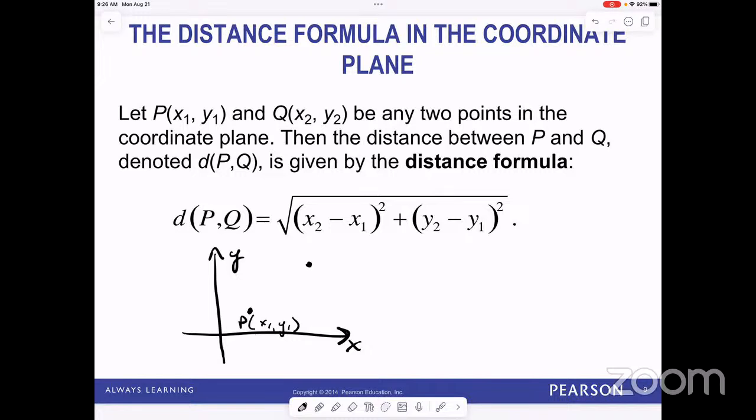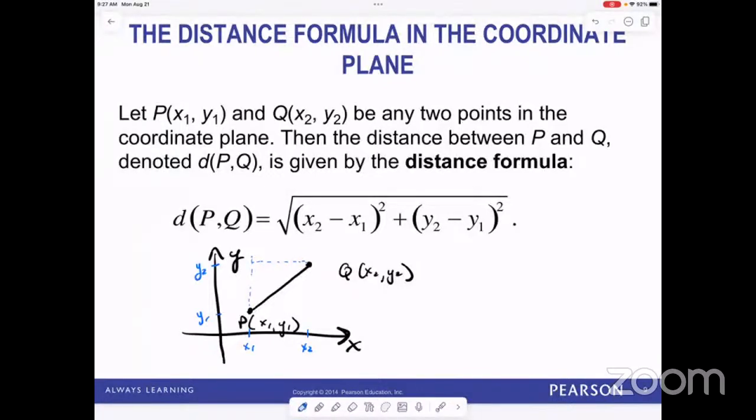And then we'll let this be Q, which is our X2, Y2. So say we want to find the distance between these two points. Here's X1 on the X-axis, so that corresponds to this here. X2 is this point here. And then here's our Y1, and here is our Y2.